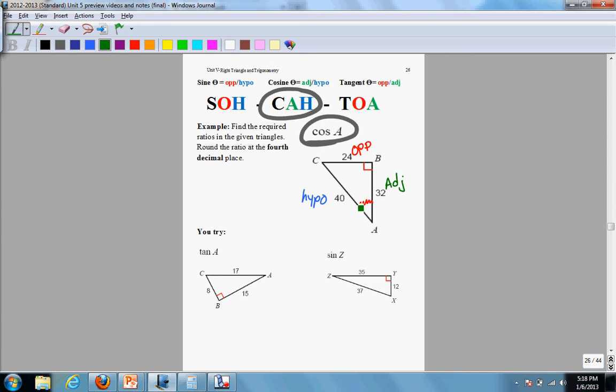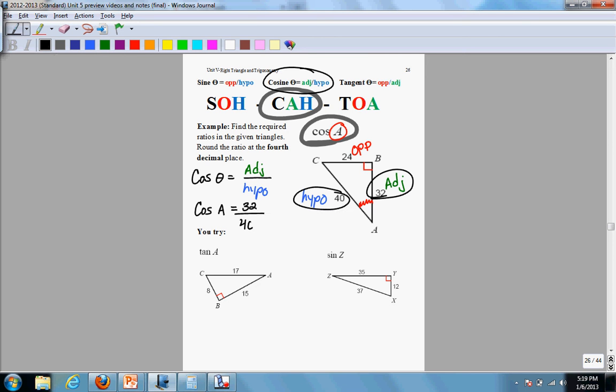Now it says the cosine of angle A. That's why I swept angle A. So I write it out: cosine of the angle equals adjacent over the hypo. So the cosine of angle A equals adjacent, which in this case is 32, over hypo, which in this case is 40.